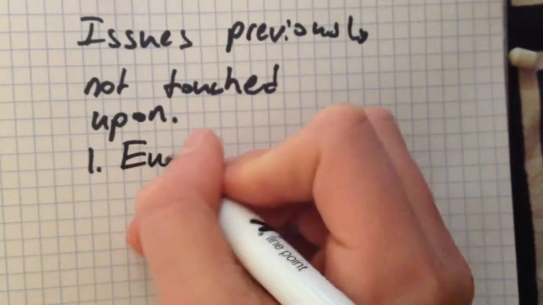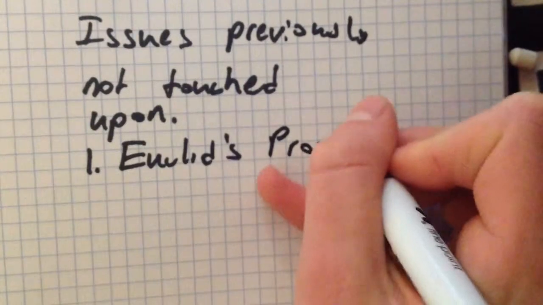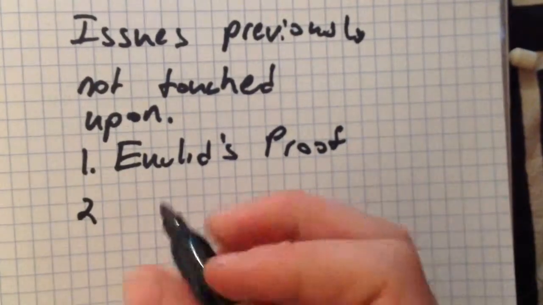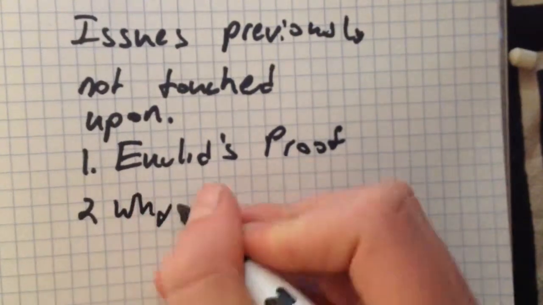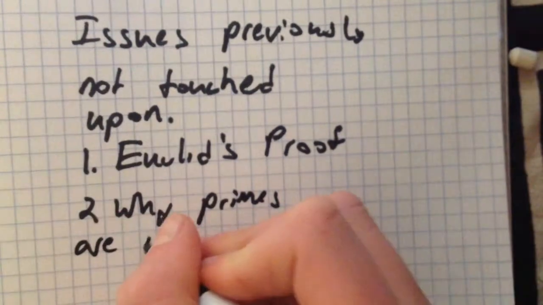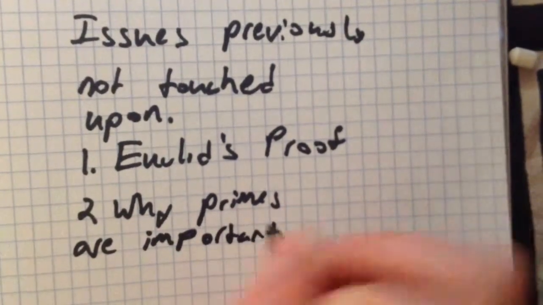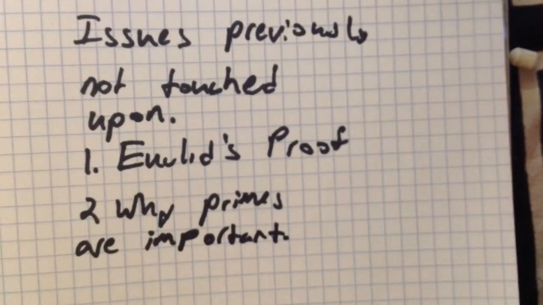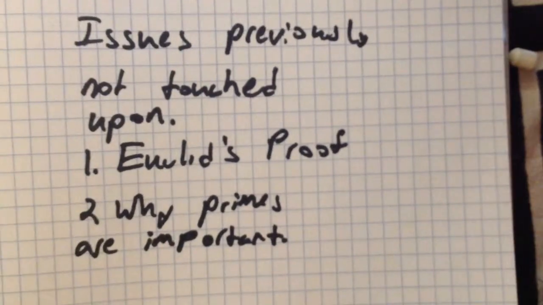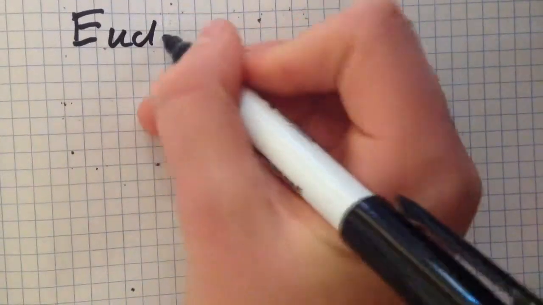The first is Euclid's proof, which I sort of skimmed over last time. It's very interesting, and I'll show you the proof this time and explain it. Secondly, I'm going to explain why we care so much about primes. I didn't fully explain that last video. I said that we cared about them a lot, but not why. And there is a good reason why they're important. So we're going to jump right into it and look at Euclid's proof.